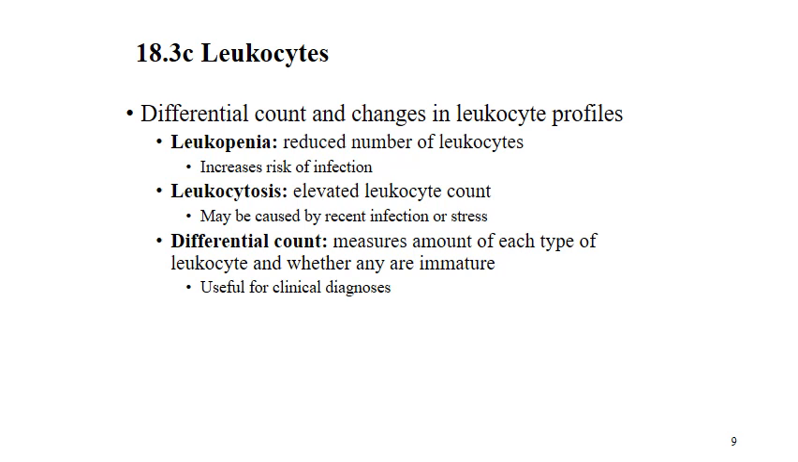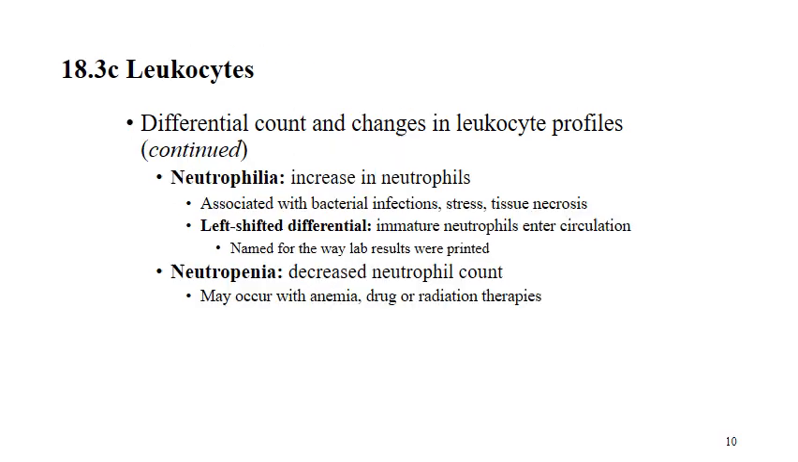And then we have our differential count. So this measures the amount of each type of leukocyte and whether any are immature, and it's useful for clinical diagnosis. So neutrophilia is an increase in neutrophils. It's associated with bacterial infections, stress, tissue necrosis, or tissue death. Left-shifted differential is immature neutrophils in the circulation, and it's named for the way lab results were printed. Neutropenia is a decreased neutrophil count, which may occur with anemia, drug, or radiation therapies.